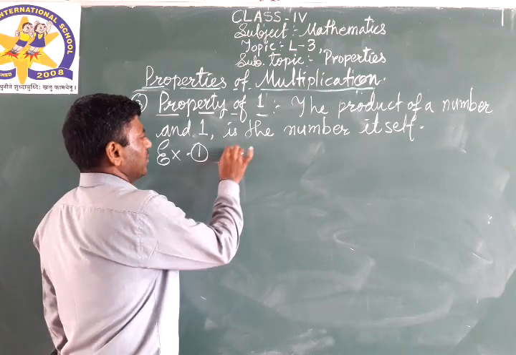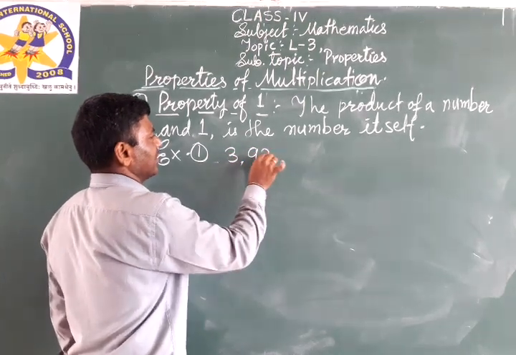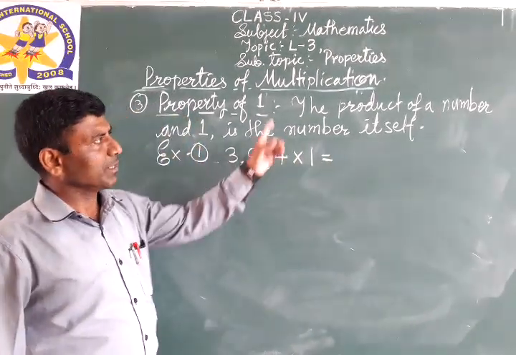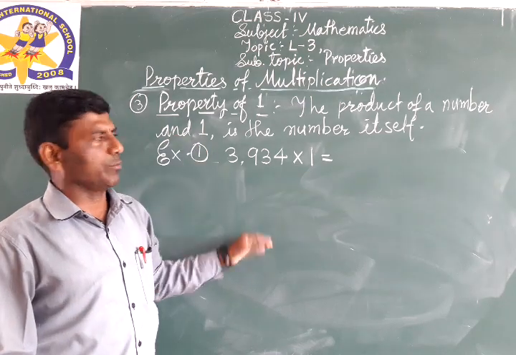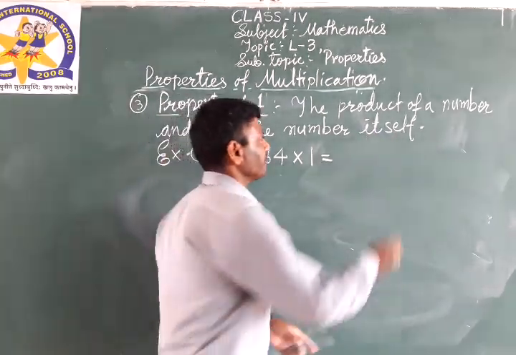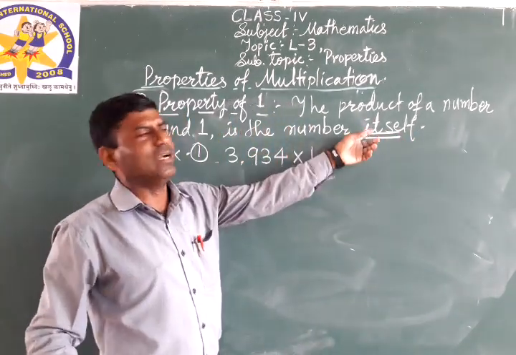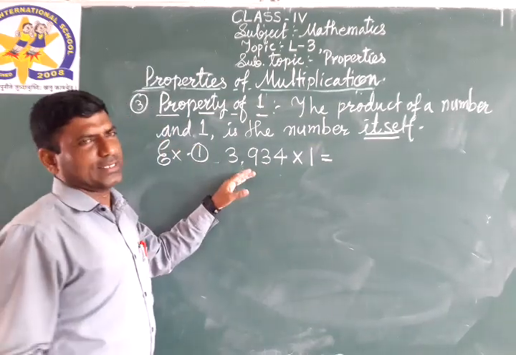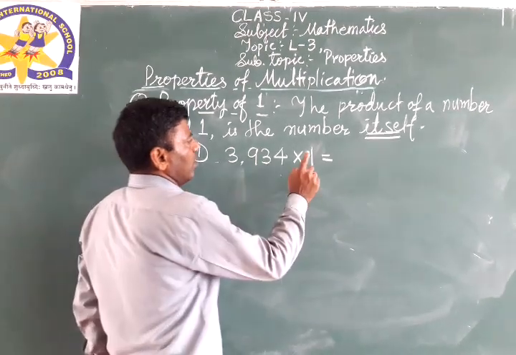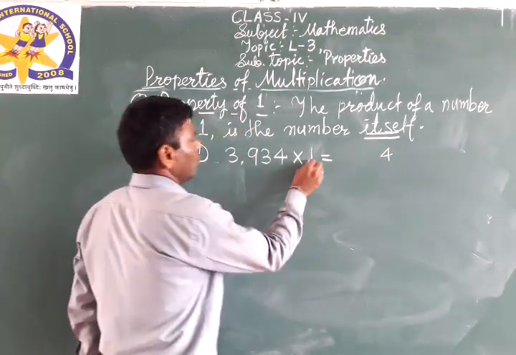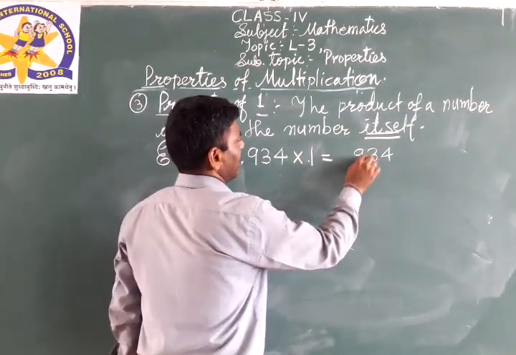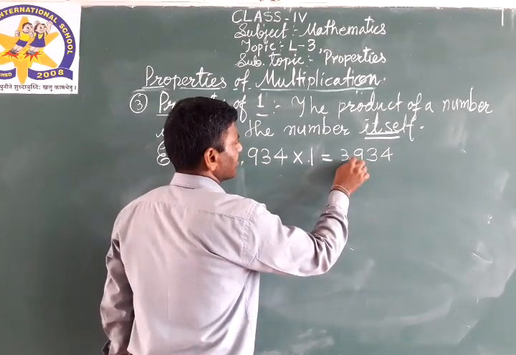Now 3934 multiplied by 1. The product of a number and 1 is the number itself. Means इसका प्रोडक्ट क्या आएगा? सेम नंबर आएगा जो नंबर से हम 1 इससे मल्टीप्लाई करते हैं. अंडरस्टैंड? सी, 1 4 जा 4, 1 3 जा 3, 1 9 जा 9 and 1 3 जा 3.